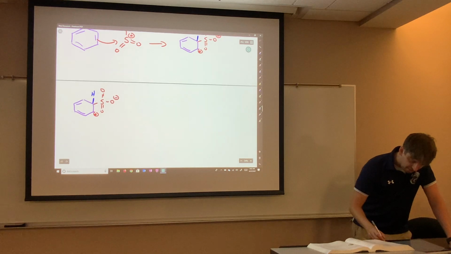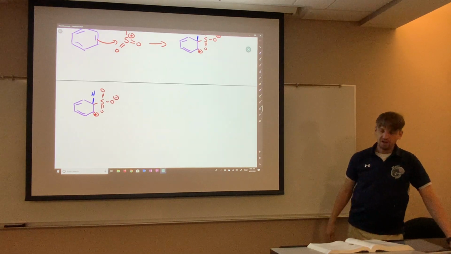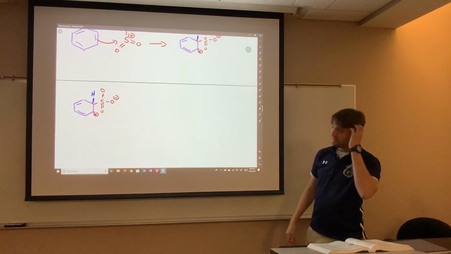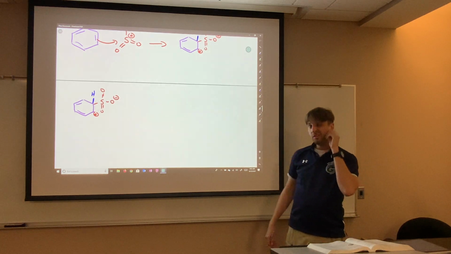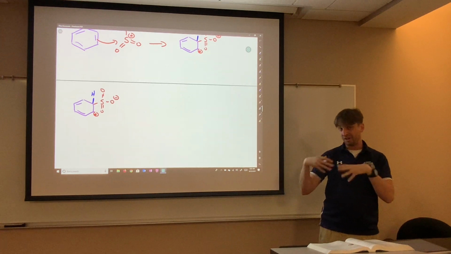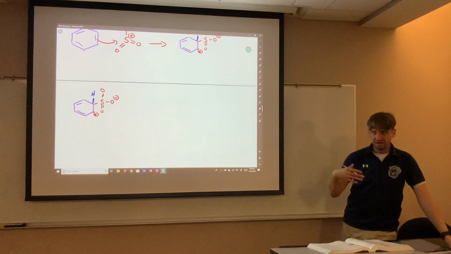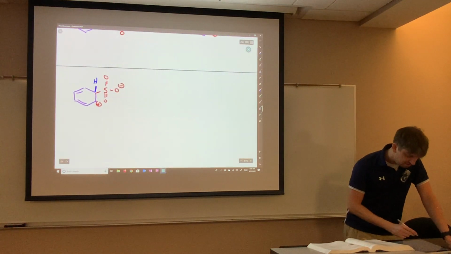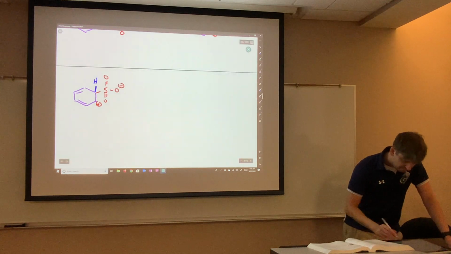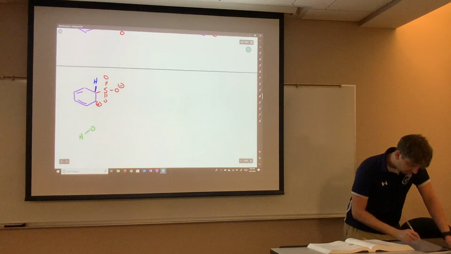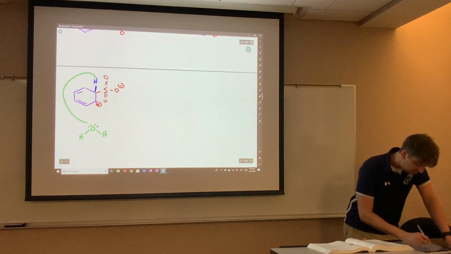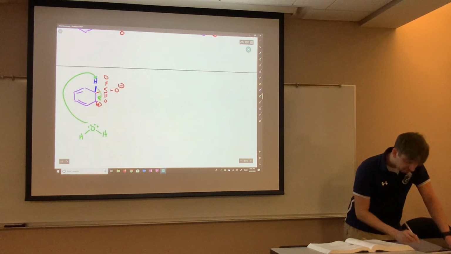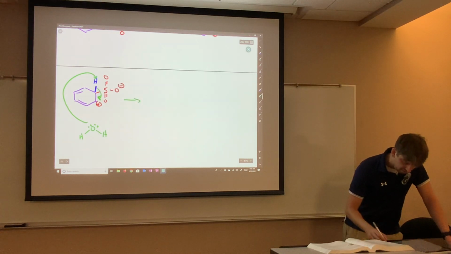Some kind of base comes in. What could it be? Probably some water, because we are doing this in sulfuric acid, so we do have water around. That is our solvent, and our solvent is always present in the highest concentration. So likely some water is going to come in, although does it always have to be water? No. Could it be any other kind of basic stuff? Of course.